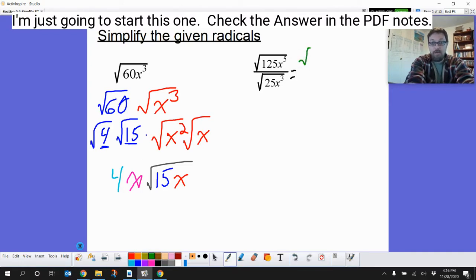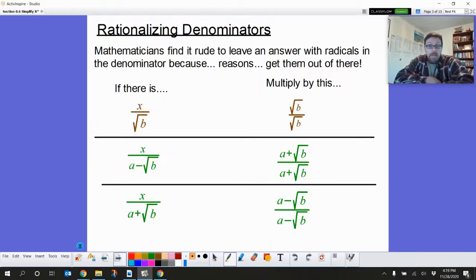We have now 4 problems to work with. We've got the square root of 125. We've got the square root of x to the 5. We've got the square root of 25. And we've got the square root of x cubed. So just like before, we want to break all of those up.